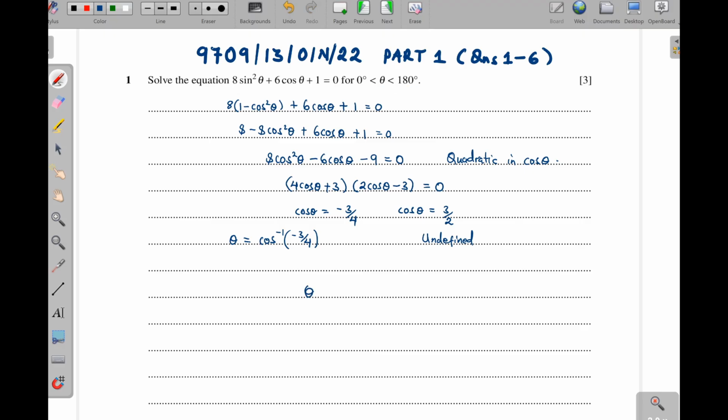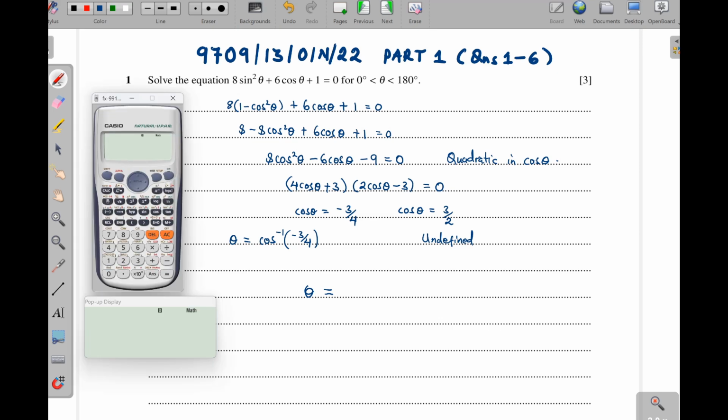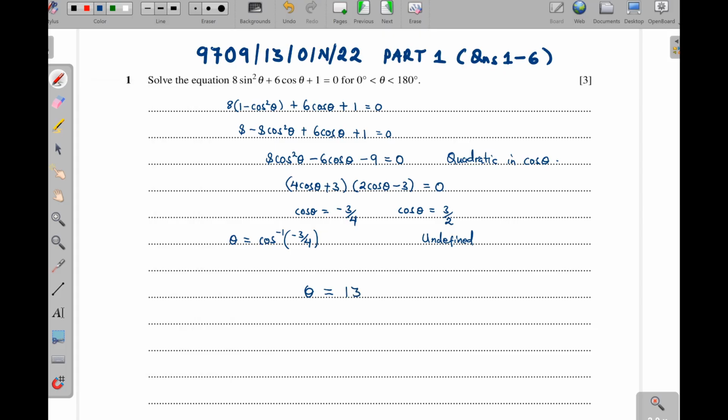So our theta here is going to be equal to, you make sure that your calculator is in degrees because the domain given here is in degrees. If you put in radians, you will lose a mark there. So we shall put arc cos of negative 3 over 4. And that is 138.6 degrees. That is to one decimal place. Remember, for angles in degrees, we write them to one decimal place unless otherwise, okay?